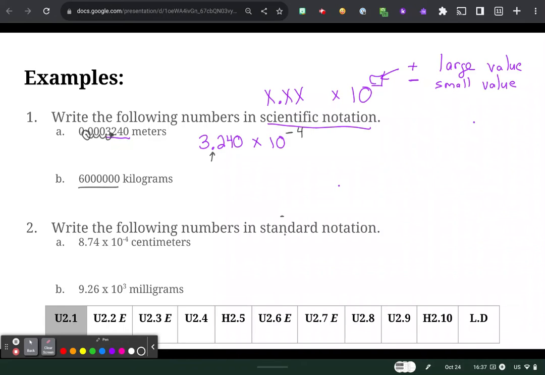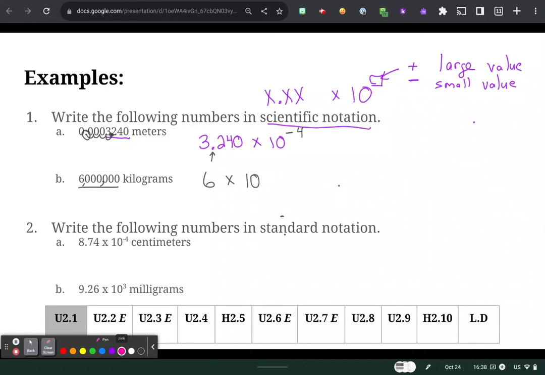So let's try the second one. 6, we've got 6 million kilograms. So I'm going to do, because of significant figures, I'm just going to do 6 times 10. And now I need to figure out what the exponent is.